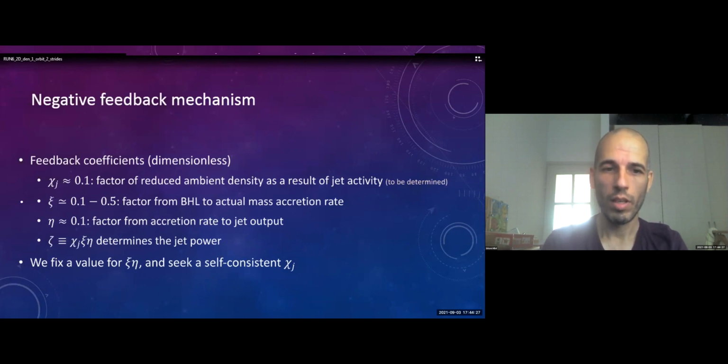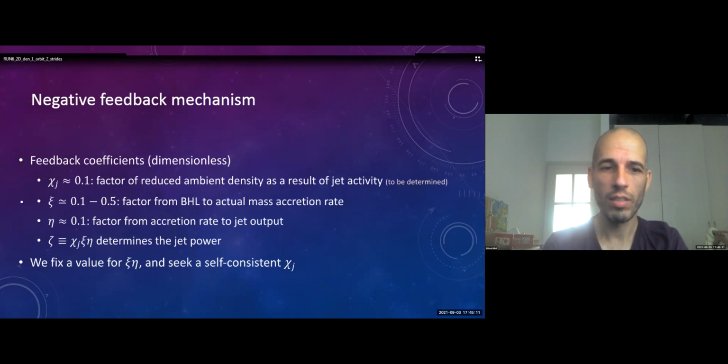So again, when compared to the unperturbed Bondi-Hoyle-Littleton mass accretion rate, Chi-j is the reduction in the density which goes into the formula. The mass accretion rate is proportional to the ambient density. Xi characterizes the fact that the Bondi-Hoyle-Littleton accretion rate is not completely appropriate here. For one thing, angular momentum doesn't figure into that model, and there are other issues, as was already discussed in this session. And then eta is the efficiency of the jets. That is the factor going from the accretion power to the jet power. And zeta is the product of these factors. This was all discussed by Noam at the beginning of the session.